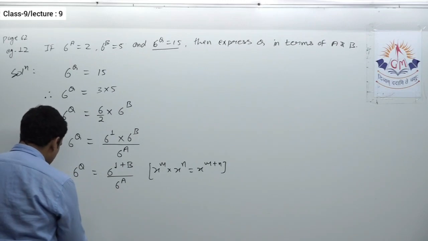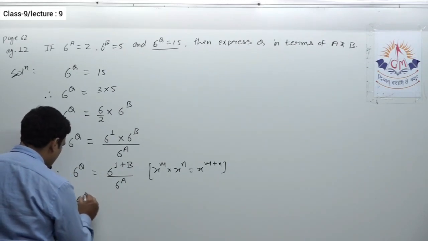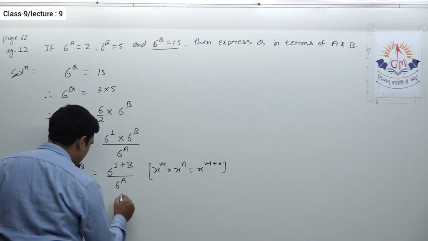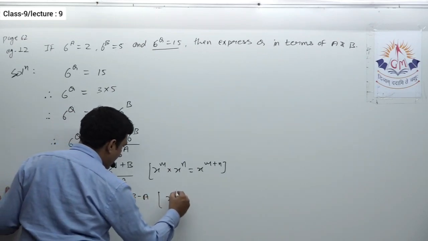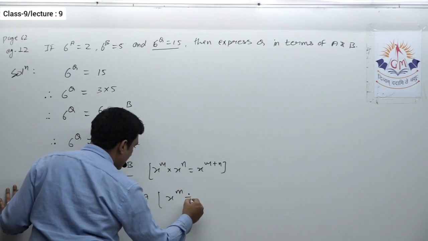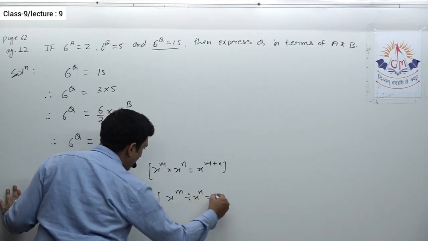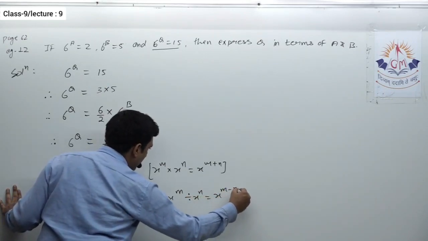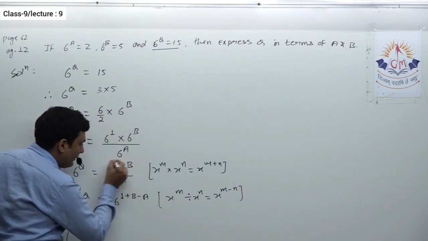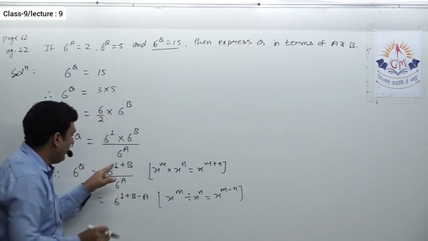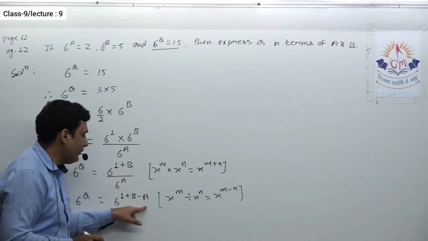Okay. Now over here 6 raised to q, here I can write 6 raised to 1 plus b minus a. Here I applied x raised to m divided by x raised to n is equal to x raised to m minus n. So this is x raised to m. This complete quantity is m and this is n. So m minus n, 1 plus b minus a.